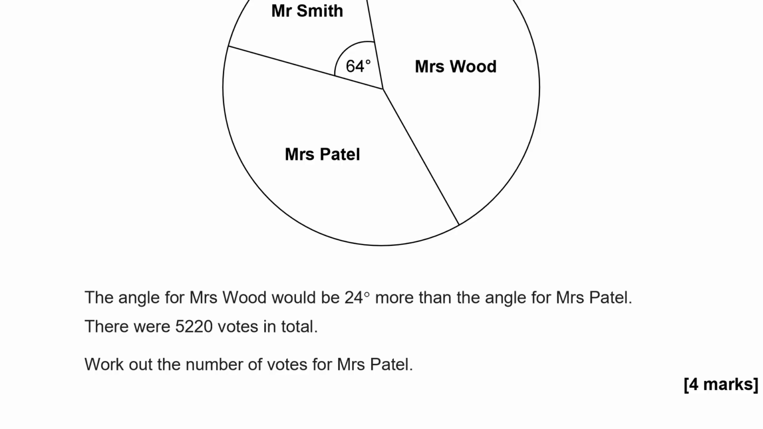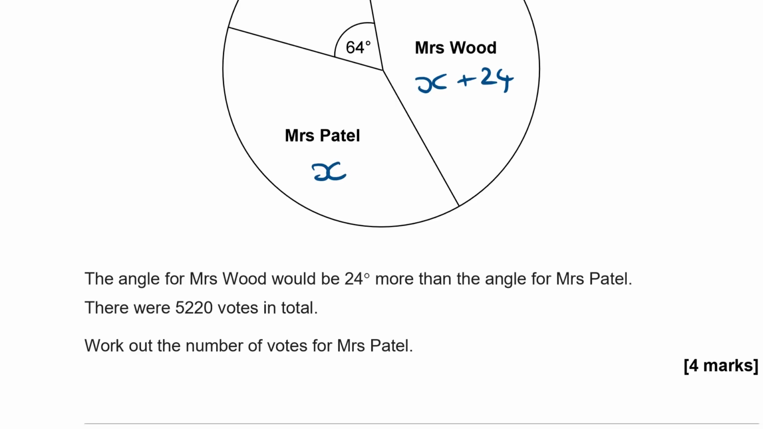Okay, so we don't know what Mrs. Wood got, but we know that it's 24 more than Mrs. Patel, but we don't know what Mrs. Patel had. So let's say that Mrs. Patel has X votes. Then Mrs. Wood is going to have 24 more than that, so she's going to get X plus 24. And so all of those added together is going to give me 360 degrees, which is the total number of angles in a circle.